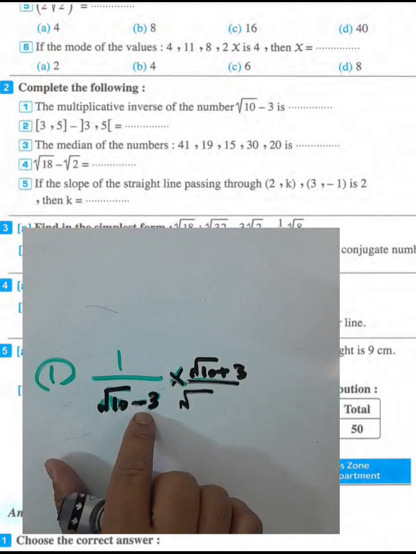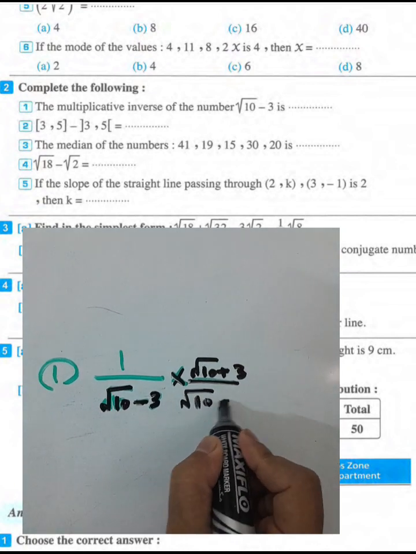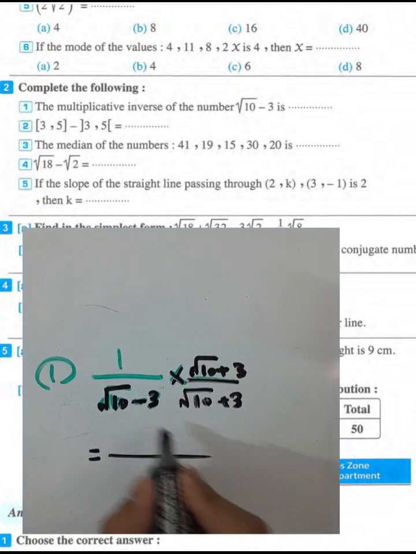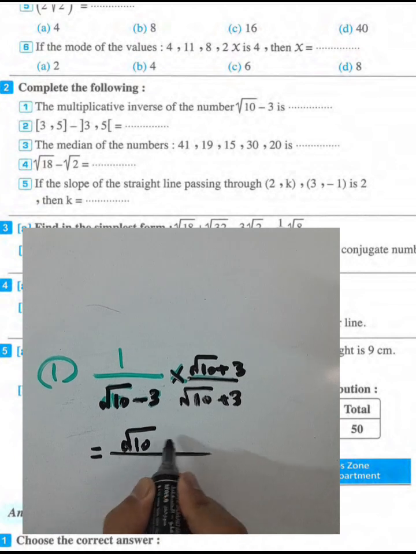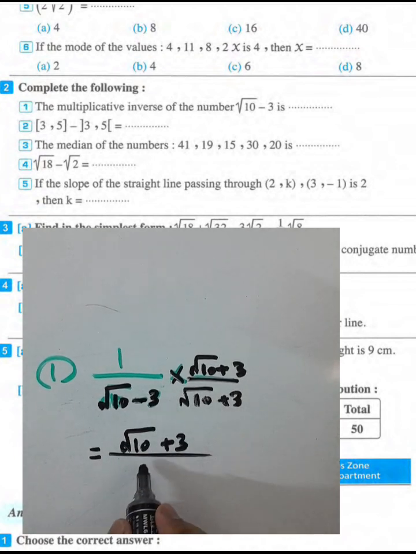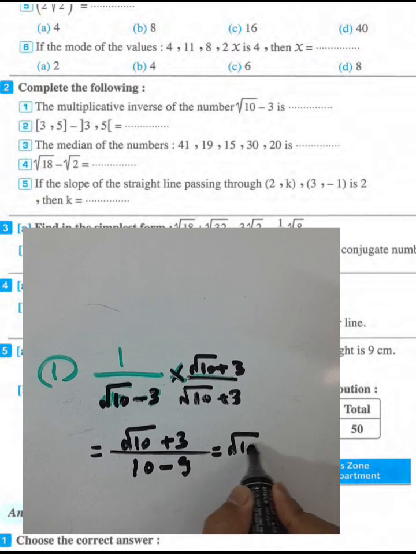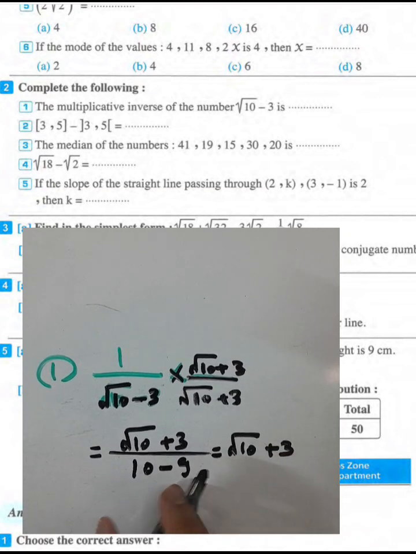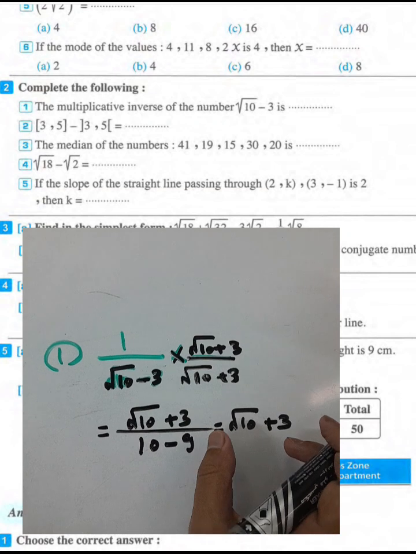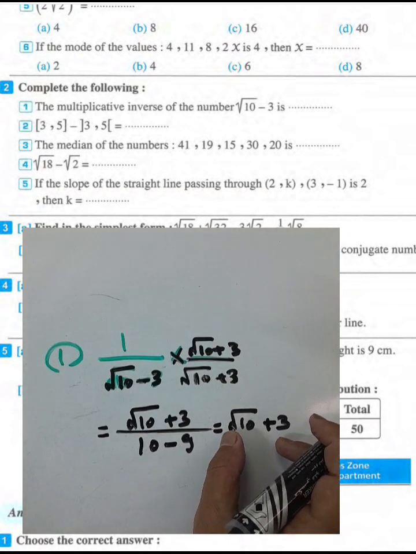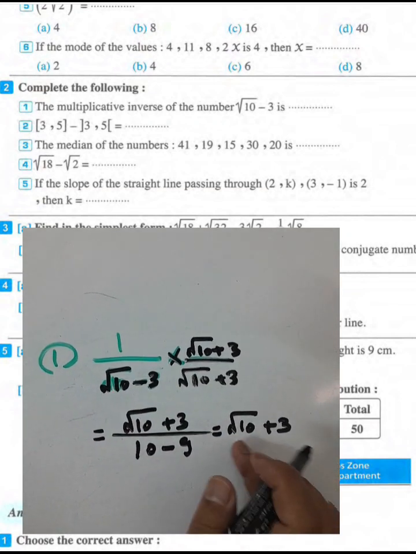The conjugate of root 10 minus 3 will be root 10 plus 3, and then 1 times it in the numerator will be root 10 plus 3. Here root 10 times root 10 will be 10, and 3 times 3 will be 9. Then the result will be root 10 plus 3, because 10 minus 9 equals 1, and this expression divided by 1 is itself. Then the result will be root 10 plus 3.